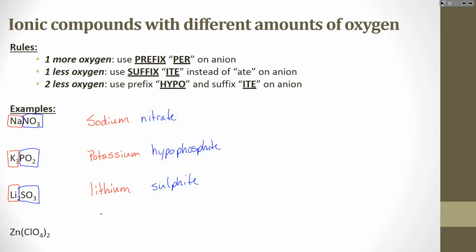So going to my last one, zinc would be my metal, and the nonmetal group is ClO4, and we actually have that one on our periodic table. So it would be chlorate, but it's actually perchlorate because it's got 1 extra oxygen.